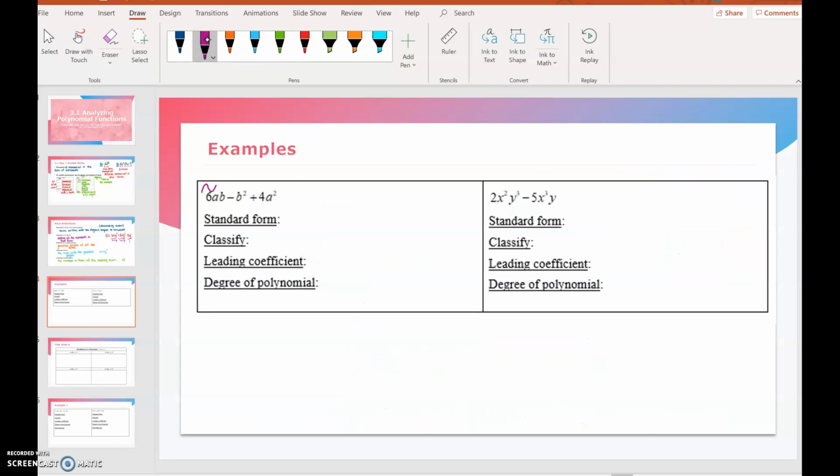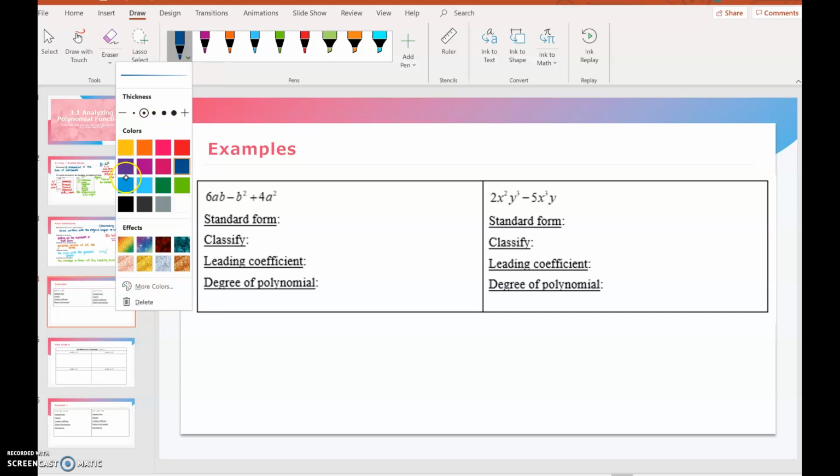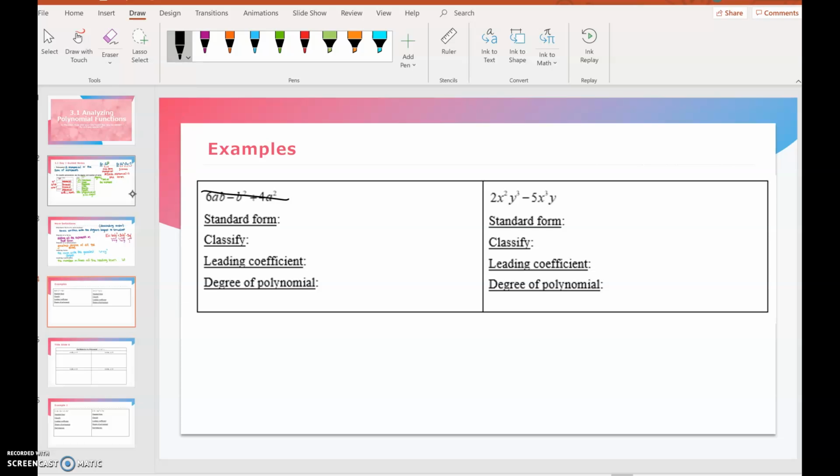So this one right here would be 1 plus 1. So this would be a 2. And this is a 2. And this is a 2. So all of these are 2's, which isn't a great example to start with. So we're actually going to cross this out and rewrite it. Okay, so here it is rewritten like we want, 6a squared b to the third minus b squared plus 4a squared times b.